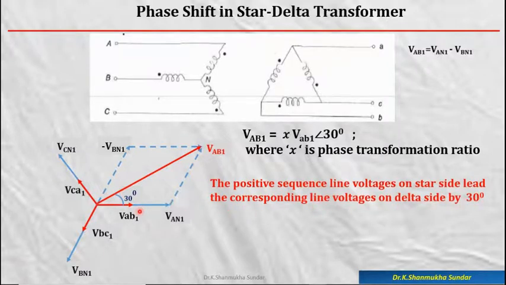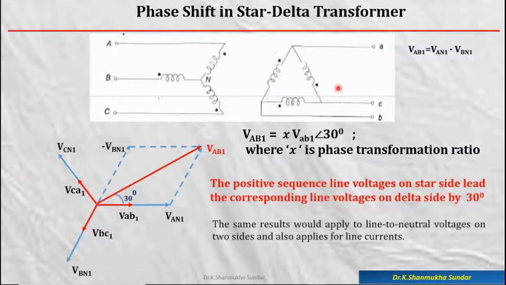So what is the corresponding line voltage on delta side? VAB1 by how much angle? 30 degrees. So that is a conclusion we can draw from here. That means line voltages on star side lead the line voltages on the delta side by an angle of 30 degrees.